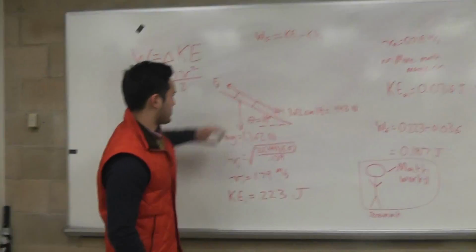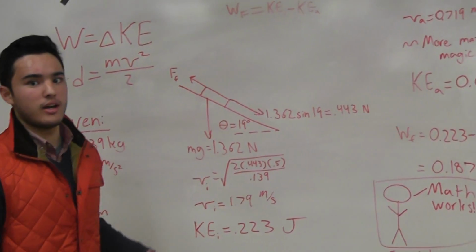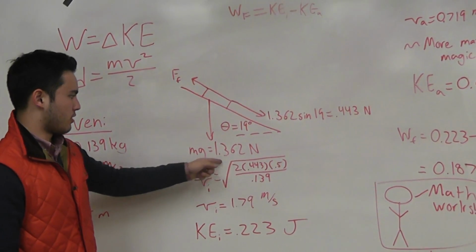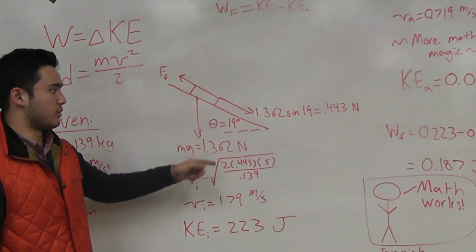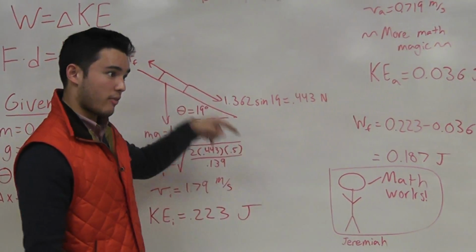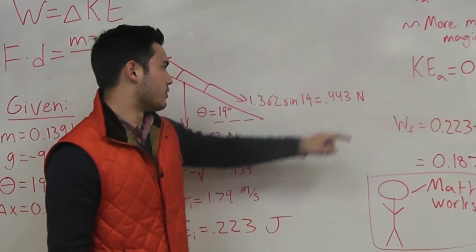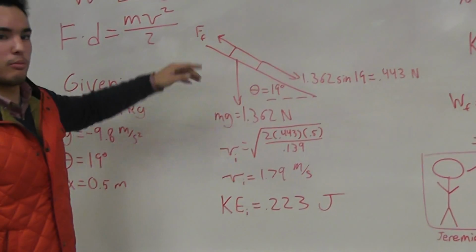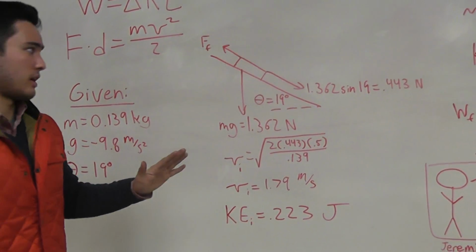So we can set up our diagram here to see all the relevant forces acting on our block. Gravity is pulling down with 1.362 newtons, which means the force pulling it down the ramp is 0.443 newtons, mg sine theta. But we also have this frictional force that we don't know, preventing it from accelerating as it would if it was free.